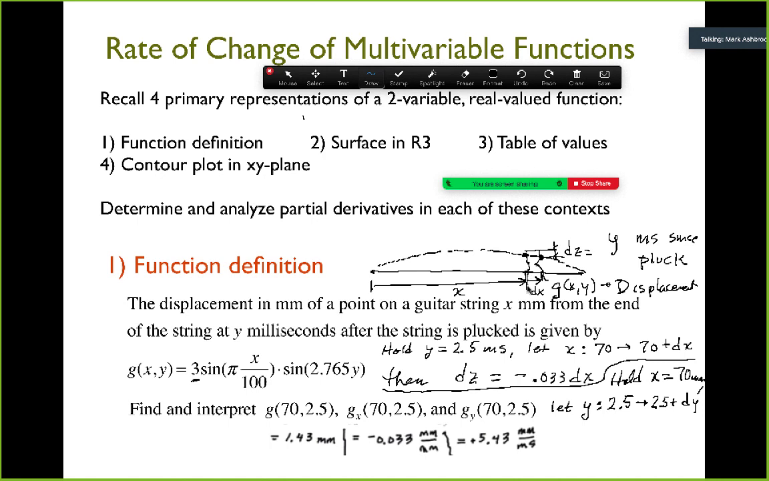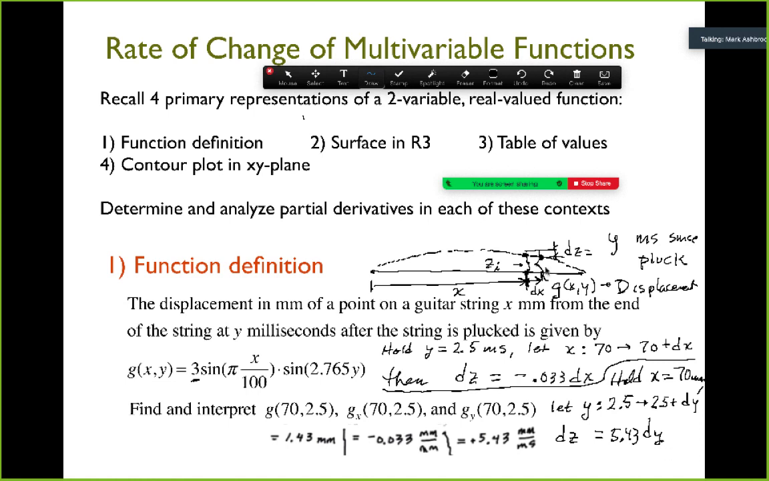We're going to stay at this point on the string, but we're going to let a little time go by. For that little amount of time, what's the displacement going to do? Here's our original displacement, z initial. What will we expect for the displacement now? The amount that it changes will be 5.43 times as much as the change in time.